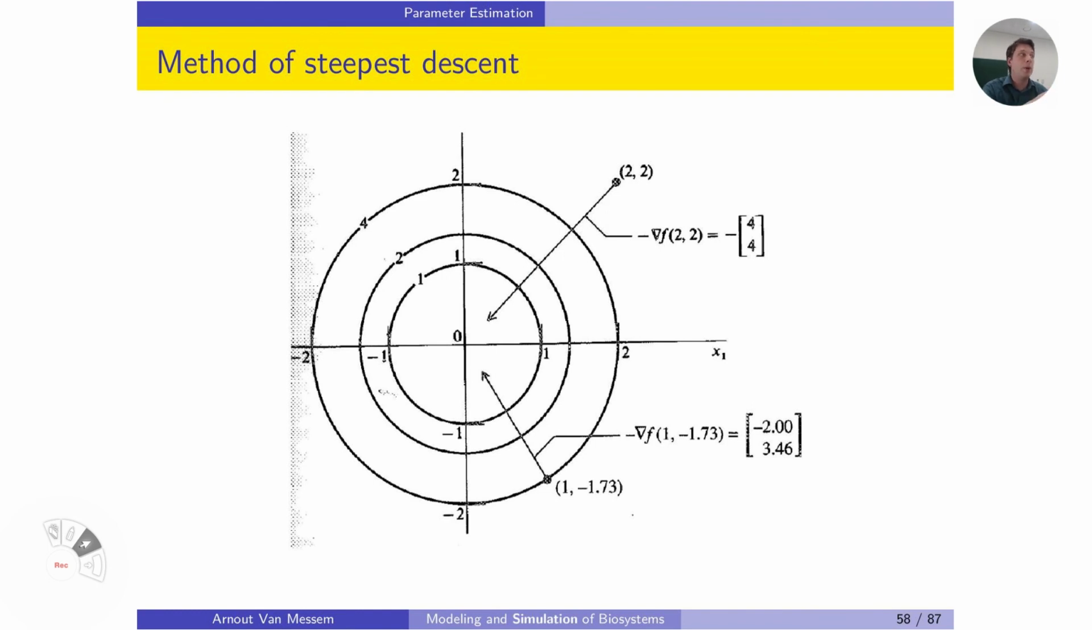If I have a perfect circle, it means that once I have my theta 0 here, I look in the direction of steepest descent. Steepest descent will always be the direction towards the center. So you always move there. So steepest descent for contour lines which are perfect circles is a one-step procedure.